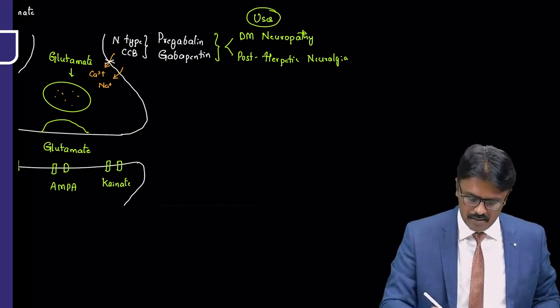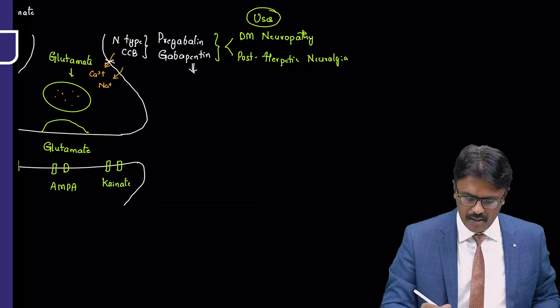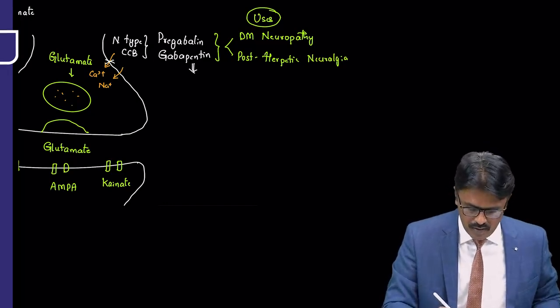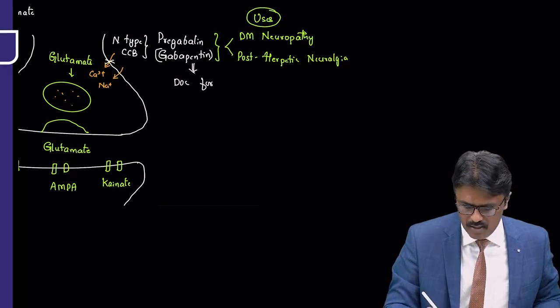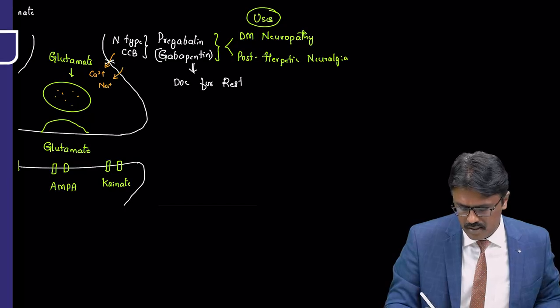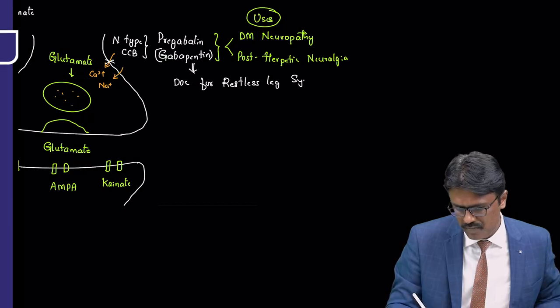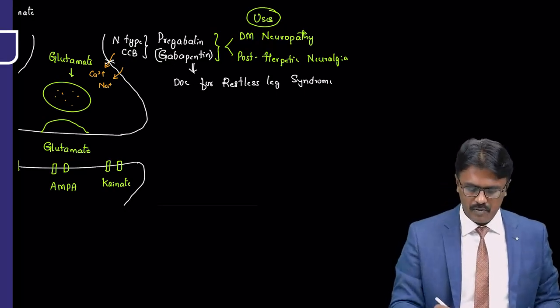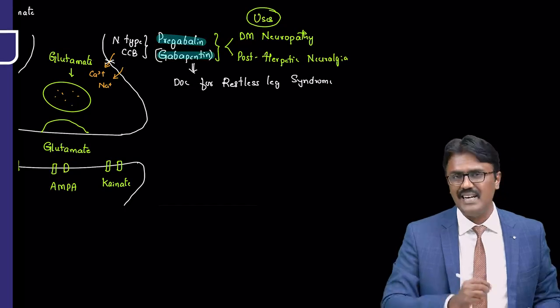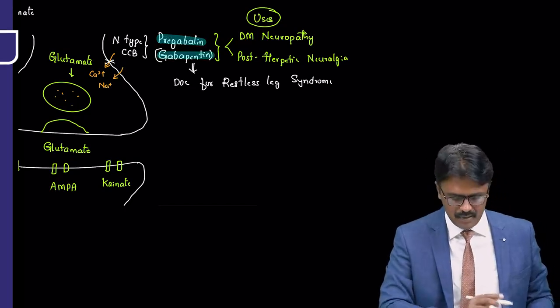Now one update: gabapentin and pregabalin, not both. Only gabapentin is nowadays the drug of choice for a condition called restless leg syndrome. Since they both decrease the activity of glutamate, they can cause sedation as an adverse effect.